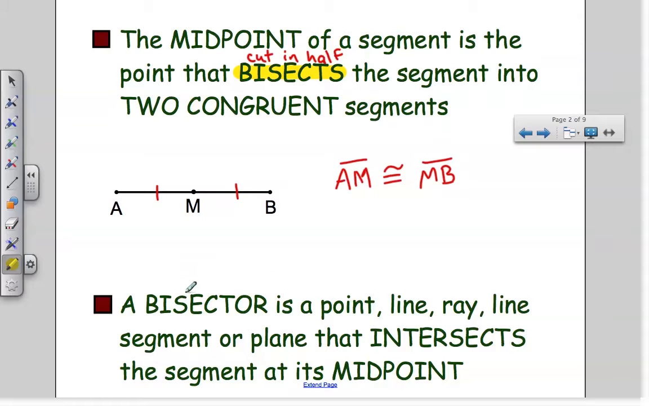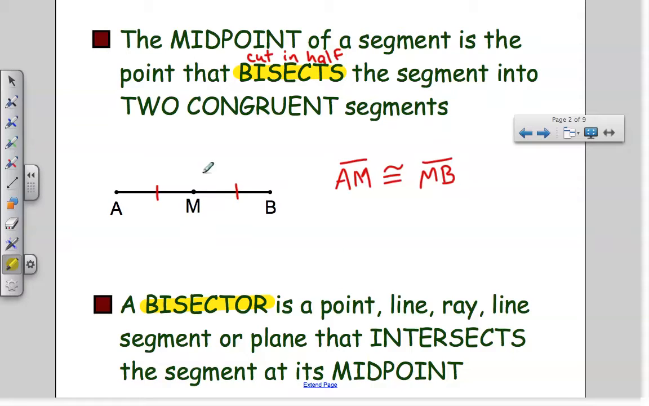With that term bisect, you can have an object that's the actual physical bisector. It's the thing doing the action. It's the thing that actually does the cutting in half. So a bisector could be a point. Like here, the bisector is point M. It's the thing that cuts in half.